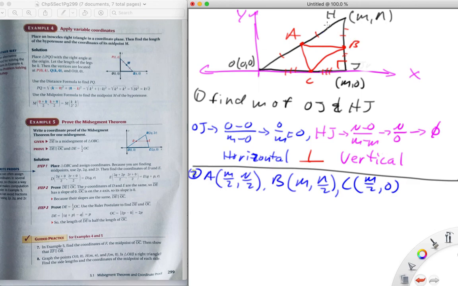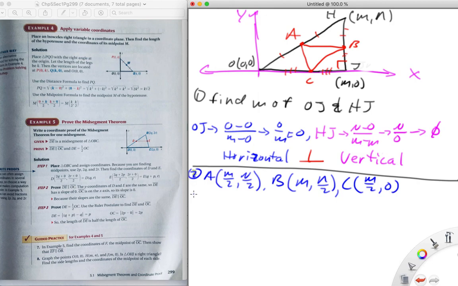I did that, I eyeballed it. I did mental math. M plus 0 divided by 2, n plus 0 divided by 2. M plus m is 2m over 2, which is m. N plus 0 over 2, which is n over 2. And then m plus 0 over 2, which is m over 2. 0 plus 0 over 2, which is 0. Those are the midpoints. Then they want find the side lengths and coordinates of the midpoint.